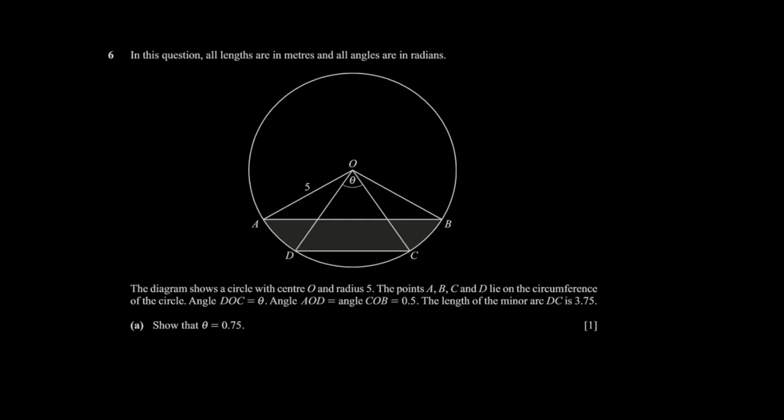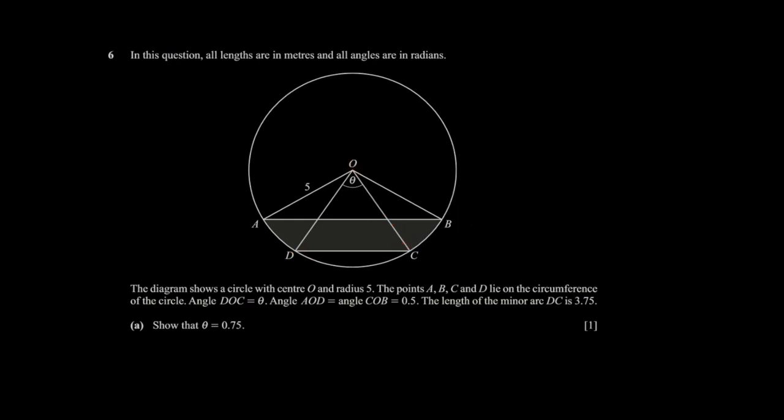All right, then, question 6, which is a circular measure style of question. The diagram shows a circle with center O and with a radius of 5. So here to here is 5, there to there is 5, there to there is 5, and there to there is 5. The points A, B, C, and D lie on the circumference. Angle DOC, this one here, is theta. And angle AOD, which is the same thing as angle COB, is equal to a half.